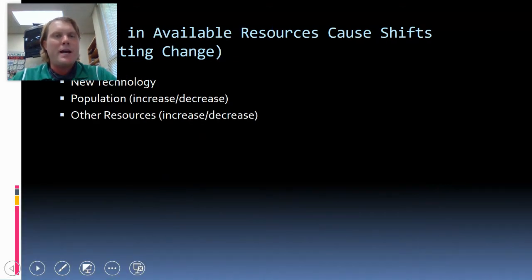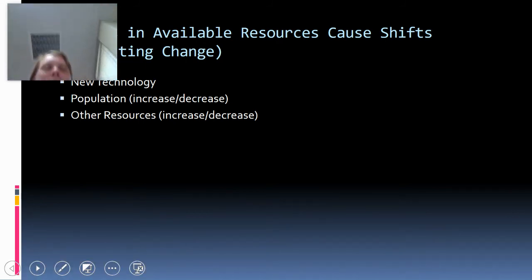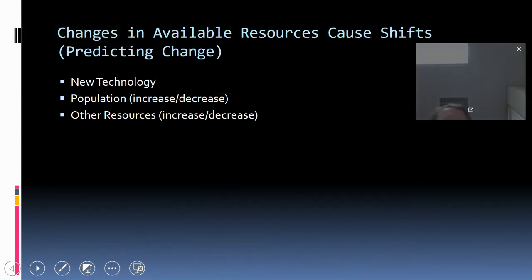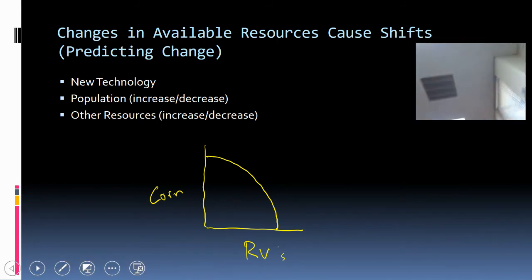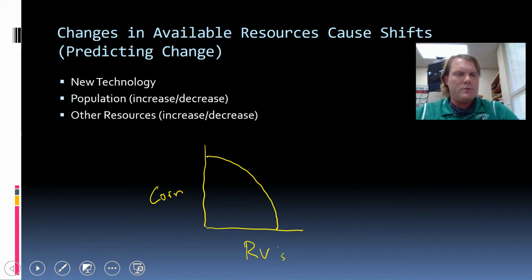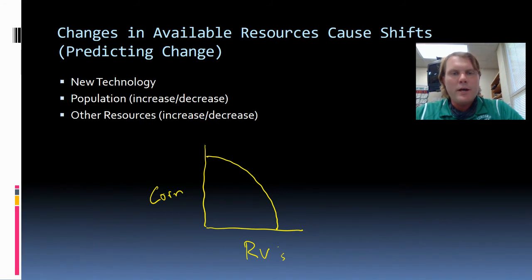Okay. Last concept I have is we can also make predictions about what will happen in an economy if certain things occur. So we're going to go back to our corn and RV graph. You can draw a new one if you'd like. And we can say, all right, what would happen if we get some new technology in fertilizer, as an example, to be able to grow corn faster? Well, first of all, what we've got to understand is we're only talking about corn in this case. So we've got new fertilizer.